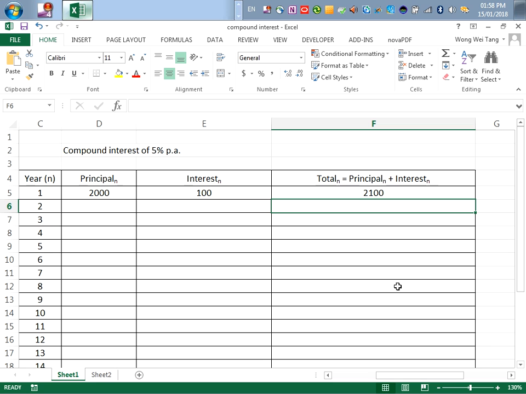Because just like we said, $1,000 you only get 10 cents. Whereas this one you put $2,000, you get $100 extra. Okay, this is after 1 year. Now, at the start of the second year, do you think the principal will still be 2,000?